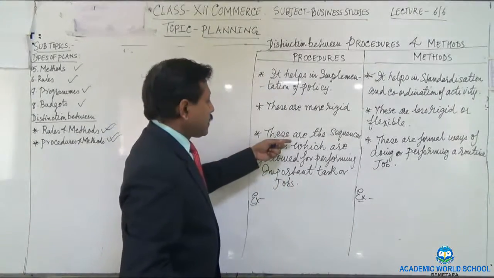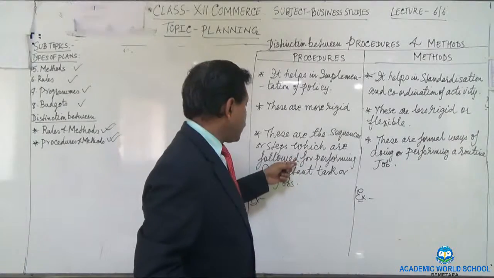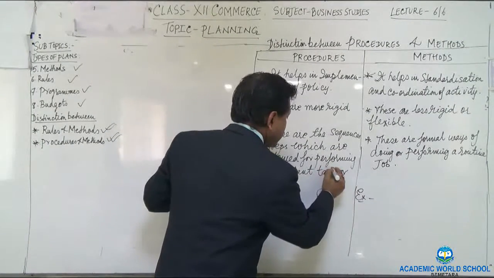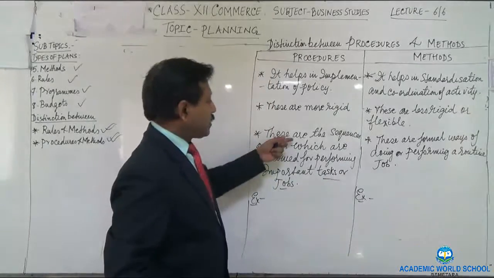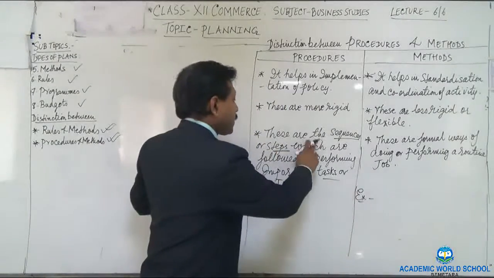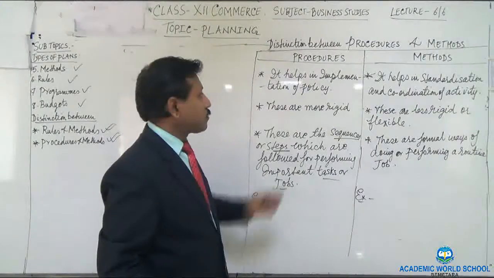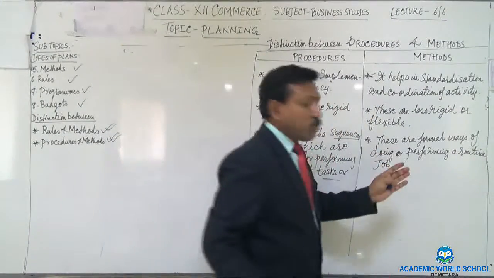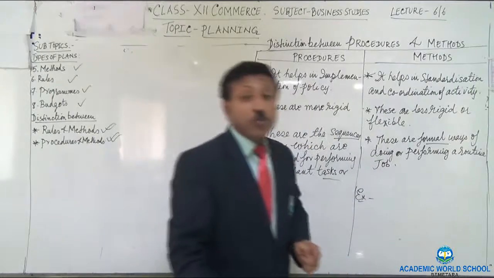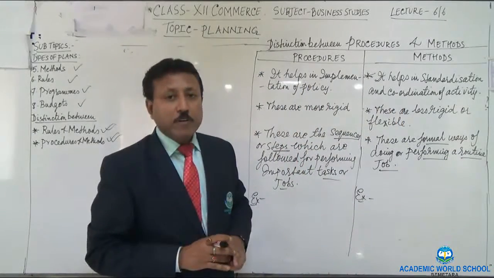And then the third one, under the procedures, these are the sequences or steps, one by one, which are followed for performing important tasks or jobs. Now, with the methods, these are the formal ways of doing or performing a routine job. How do we perform a normal routine job? It's the formal way of doing a job.